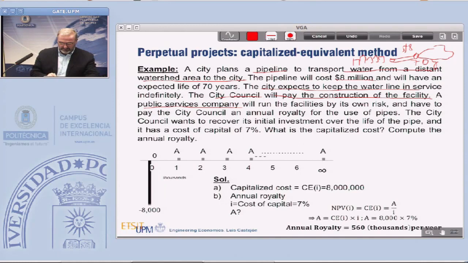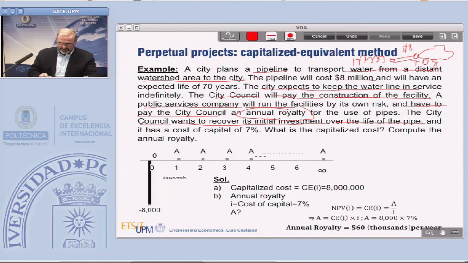So the public service company will run the facilities, and then, of course, the city council asks for a payment for using those pipes. In the case of public services, we call this an annual royalty for the use of pipes. The financial criteria the city council had when they planned the pipeline was that the council wants to recover the initial investment over the life of the pipe.